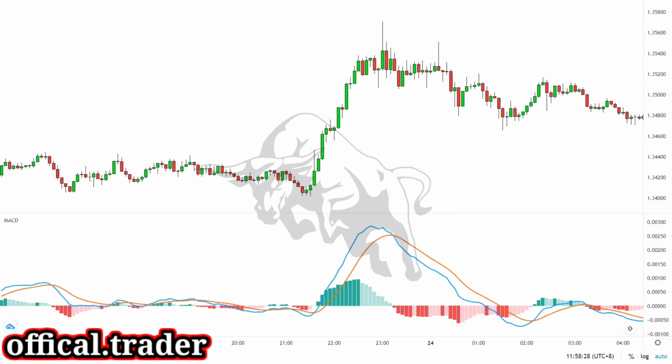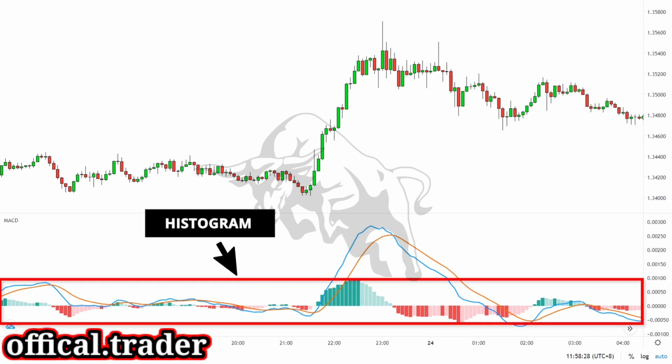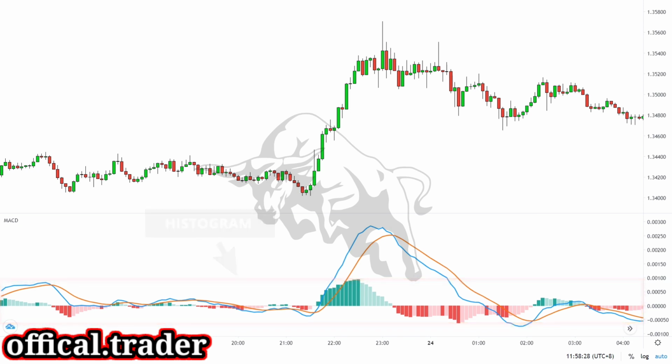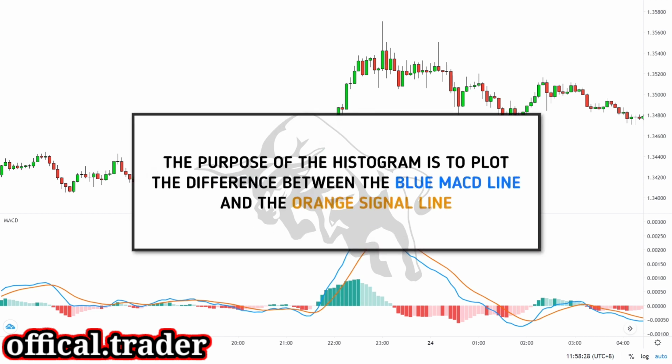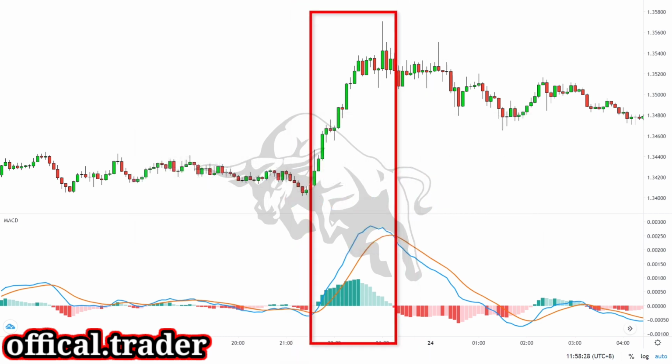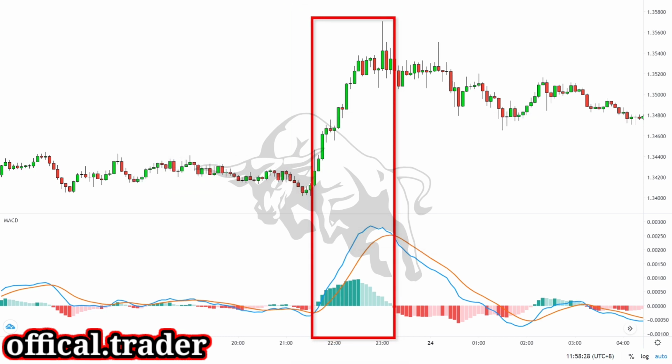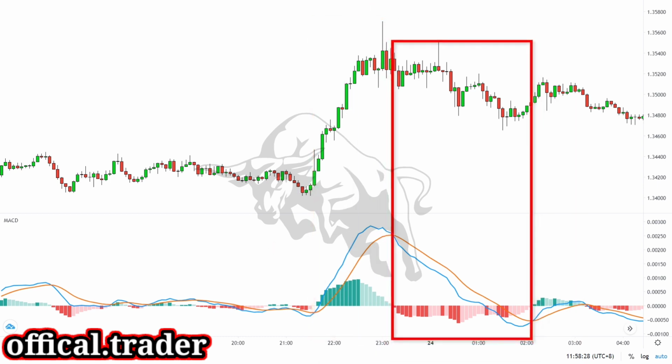The final component of the MACD indicator is what's called the histogram. These are the red and green bars you see in the middle of the indicator. Now this may look kind of complicated, but you'll see in a second that this part of the indicator is actually incredibly simple. The purpose of the histogram is to plot the difference between the blue MACD line and the orange signal line. The periods when the MACD line is above the signal line will result in a positive value for the histogram, so we will see these green bars forming. Whereas when the MACD line is below the signal line, this will result in a negative value for the histogram, so we see these red bars forming.